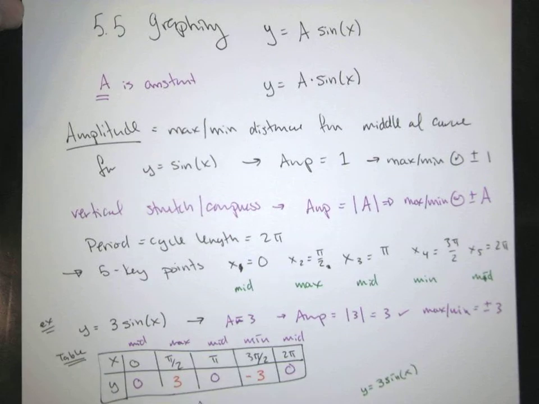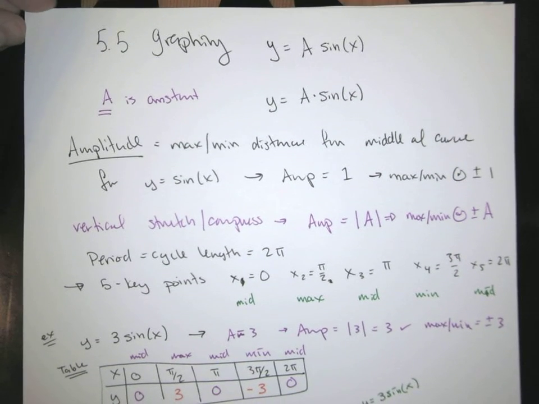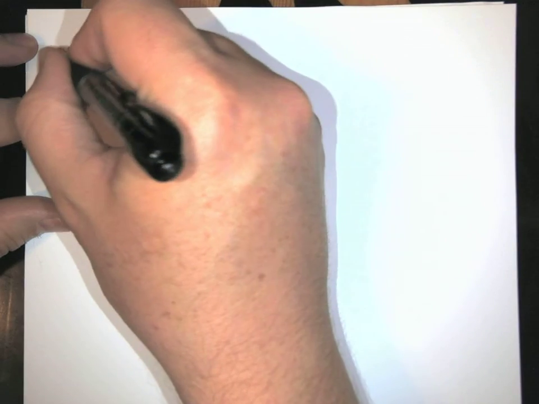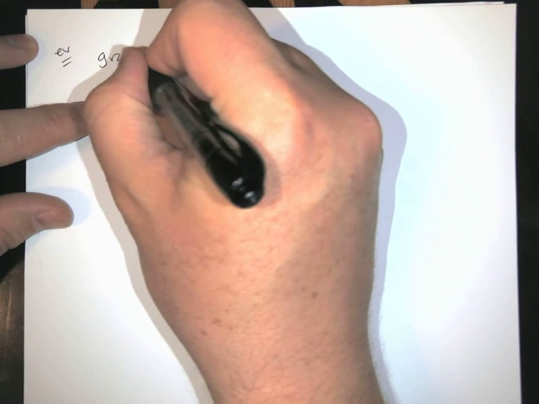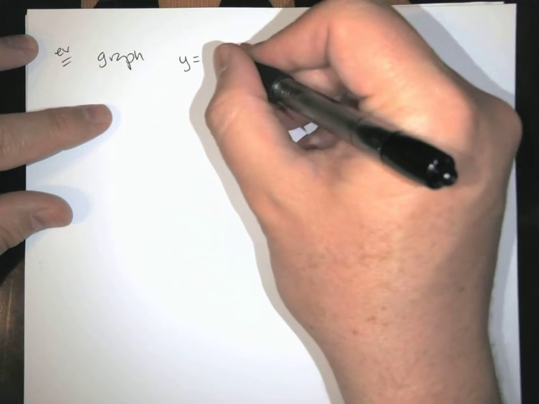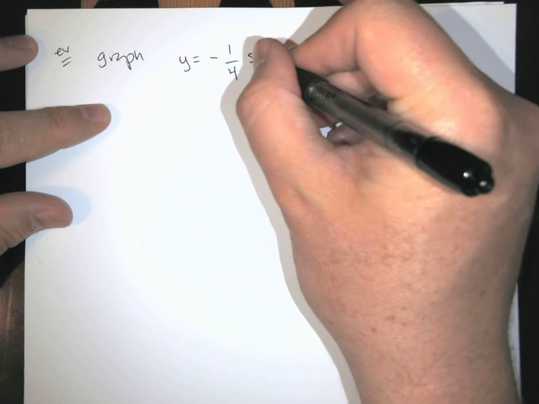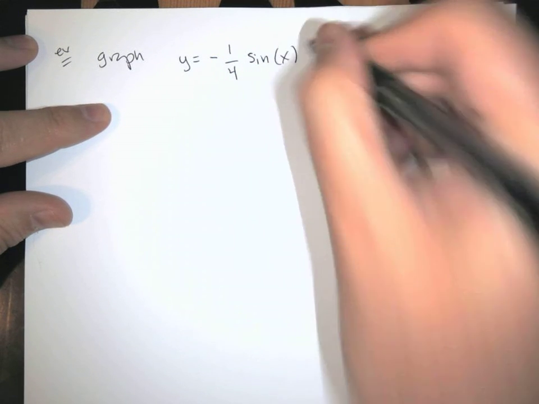What I'd like to do next is, I said something about absolute values, right? So what would happen if we did a negative value, a negative a? I'll also throw 2 curveballs in. So let's graph y equals negative 1/4 times the sine of x.